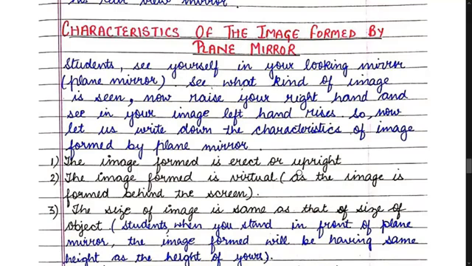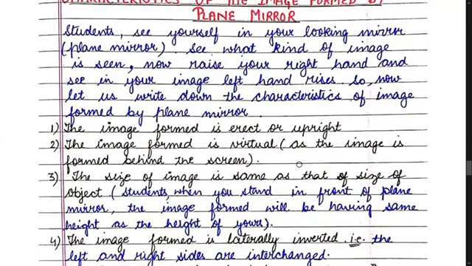Students, these characteristics we have already done in class 7th in chapter light. So students, first of all, I request you all to see yourself in your looking mirror, that is plane mirror. See what kind of image is seen, and now raise your right hand and see in your image. Left hand rises there.